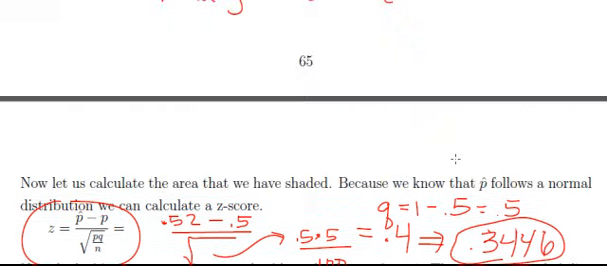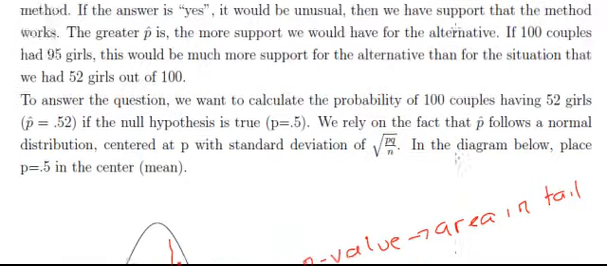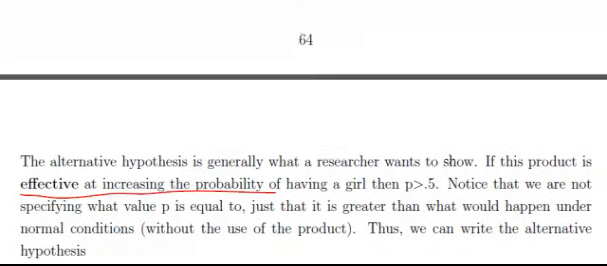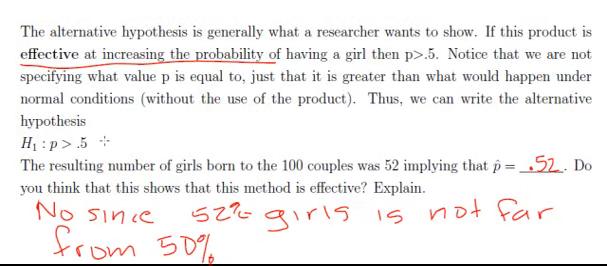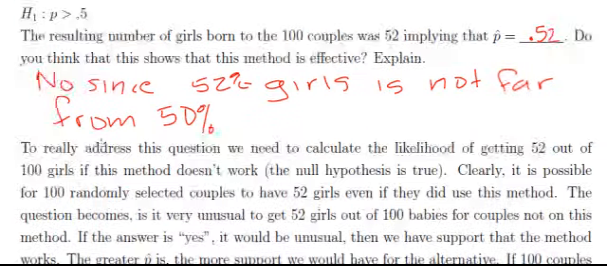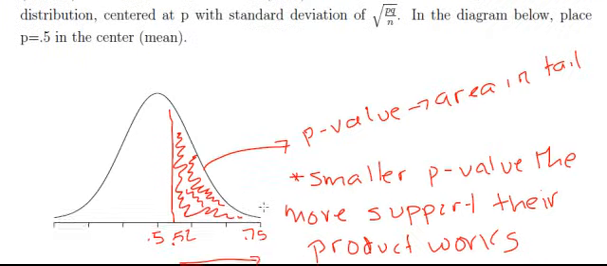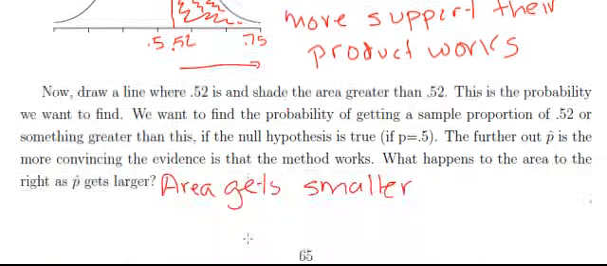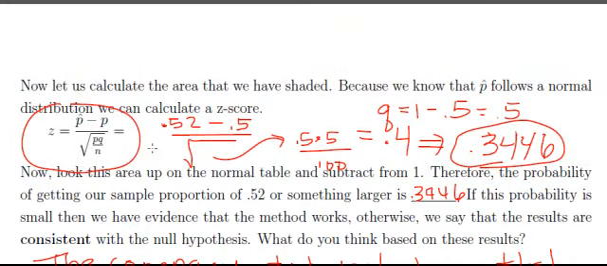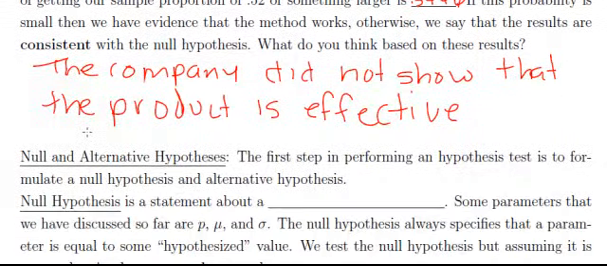Okay, and so we just did all the steps of a hypothesis test. We stated the null hypothesis. We stated the alternative. We calculated the area under the curve by calculating a test statistic and then looking up the area on the normal table. And then we stated a conclusion based on that area.